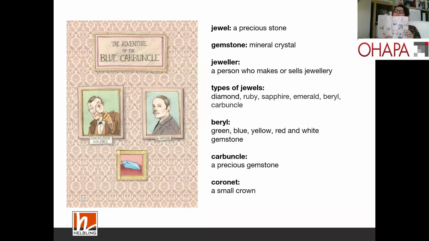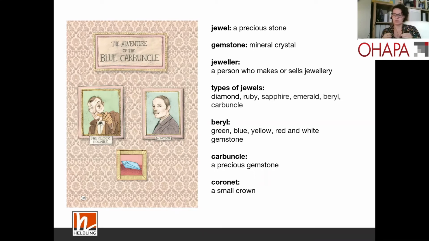I don't know if you can see my video, but they look like these. So you can use this to describe the characters and also brainstorm some new vocabulary. So here you can work with jewel, gemstone, jeweler, beryl. You can think about different colors, types of jewels. You can ask students what a carbuncle might be, which might be a very difficult word for them.